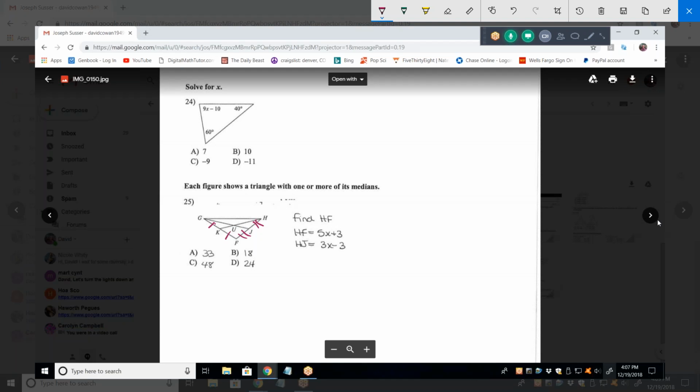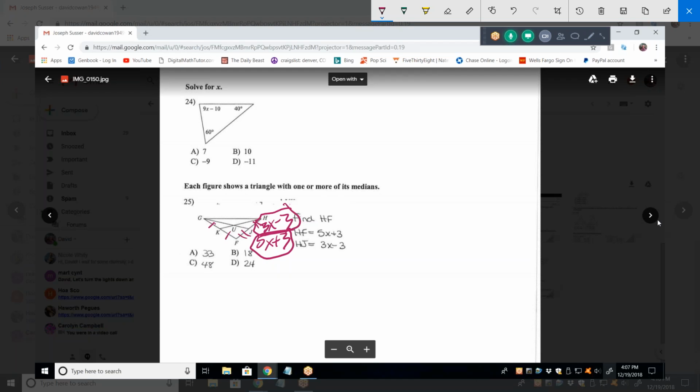HF equals 5x plus 3. And HJ equals 3x minus 3. So let's solve it the same way we did the last one. Same type of equation. So what can I say? You can do 6x minus 6. Where are you getting the 6x? You mean 5x? In other words, what do I know? I know that that is half of that, right?